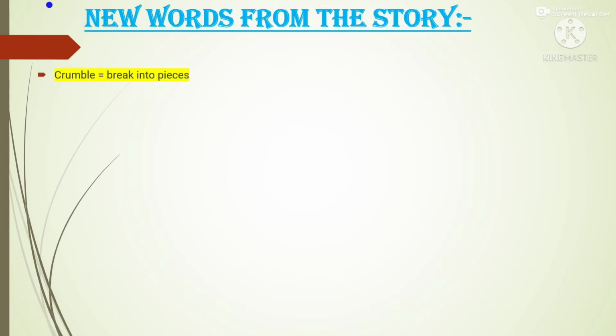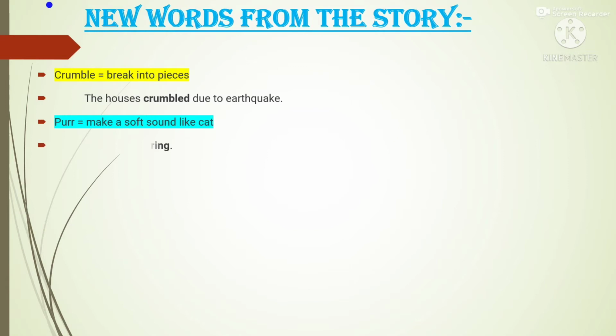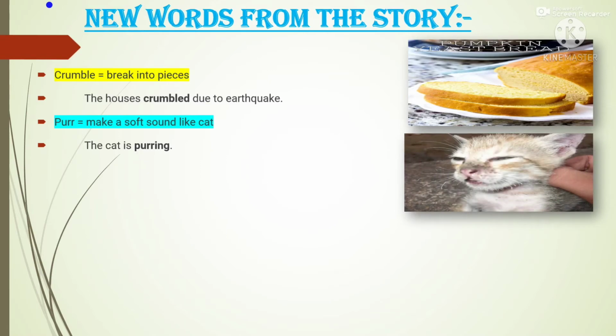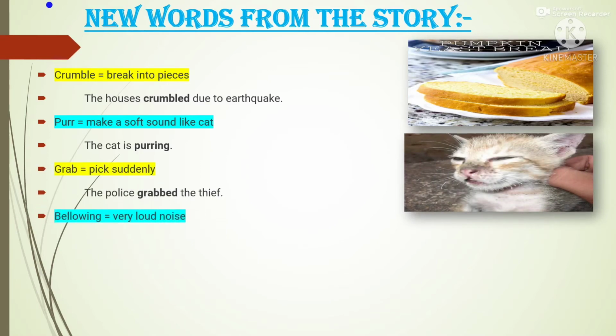Then crumble means break into pieces. The houses crumble due to earthquake. Purr means make a soft sound like a cat. The sound of a cat is purring. The cat is purring. Grab means speak suddenly. The police grabbed the thief. Billowing means very loud noise.